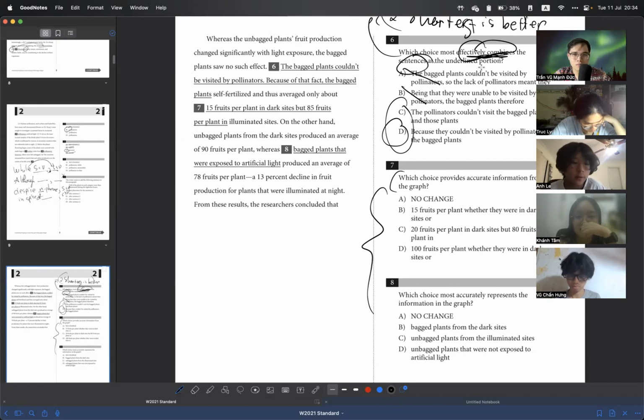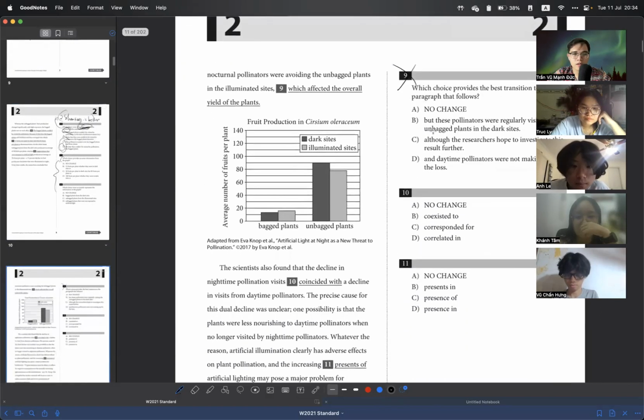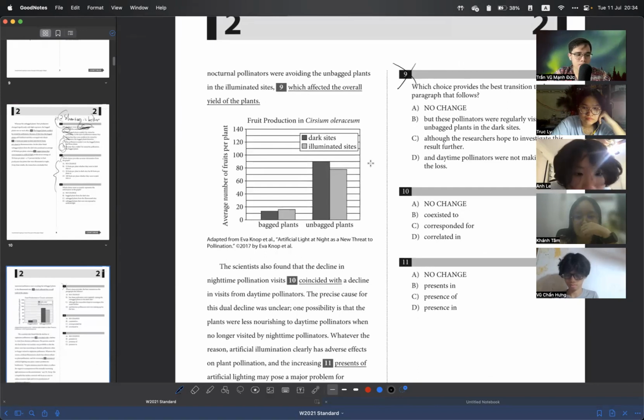Alright, could you go down the graph? Okay, here's the graph. Alright, could you go back up? I could.